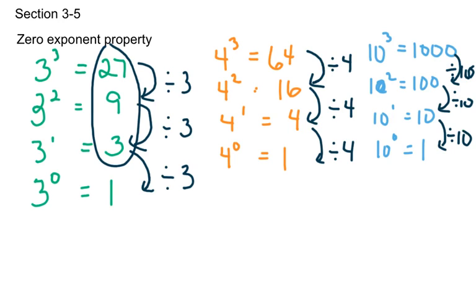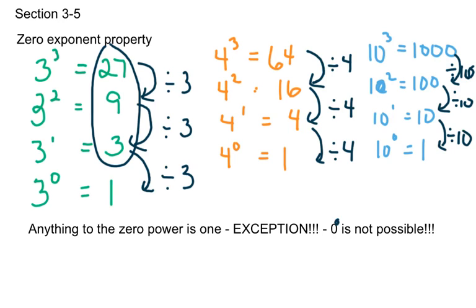So this leads us to the zero exponent property. The zero exponent property tells us that anything to the 0 power is 1, but there is one exception, and the exception is 0 to the 0 power. 0 to the 0 power is not possible. So we now have the zero exponent property to put into algebra.